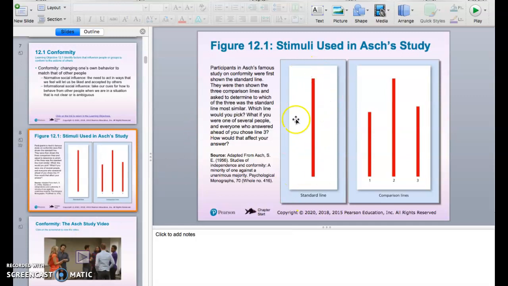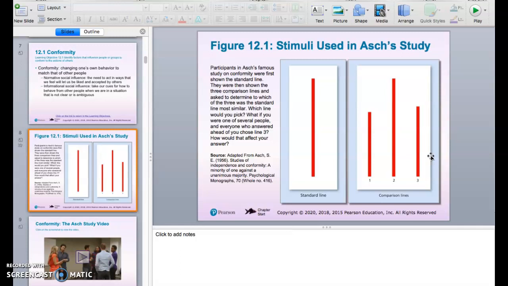He presented subjects with a standard line, and he asked them to compare these 3 lines with the standard line. And he found that when in a group of individuals, given Confederates, people who were in on the study, they would answer first and they would say the wrong answer. So they would say number 1 matches the standard line. By the time it got down to the real participant of the study, 3 or 4 people may have already given their incorrect answer, but now the person's in a situation where they've all given an answer.